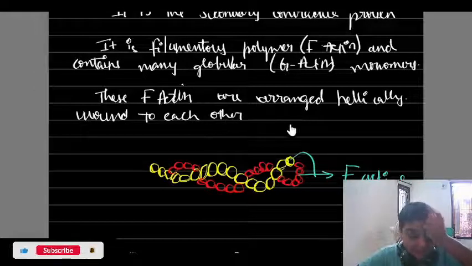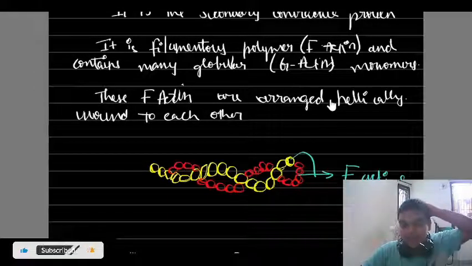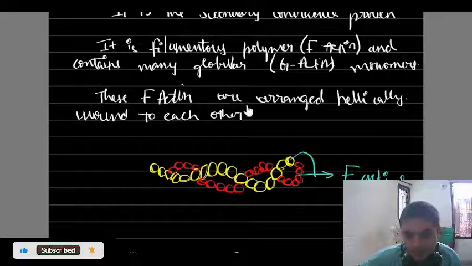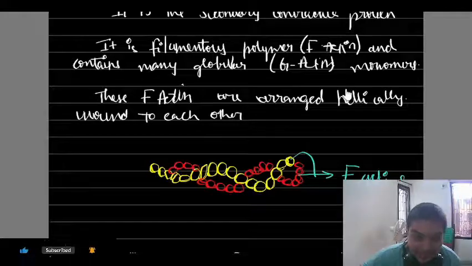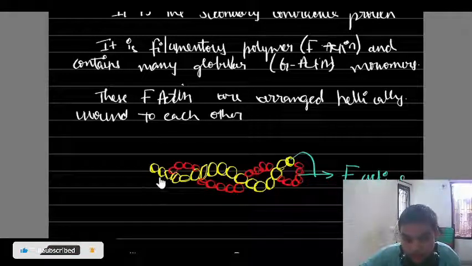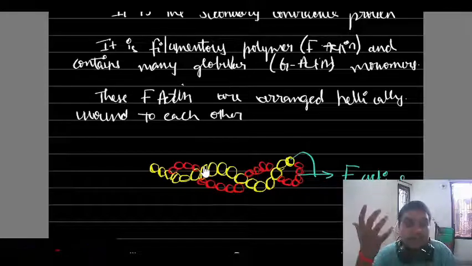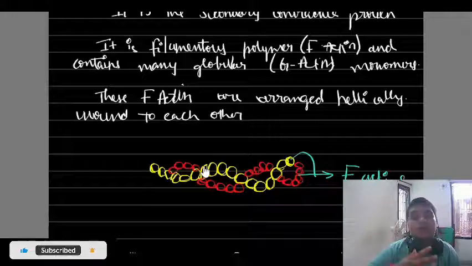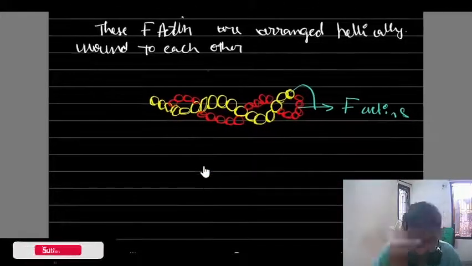This point is very important. They can ask you directly in your NEET. Please write down. These F actin or filamentous actins are arranged helically, wound around each other. See, like the double helical structure of DNA. Remember that one. Double helical structure. We have come to an end.